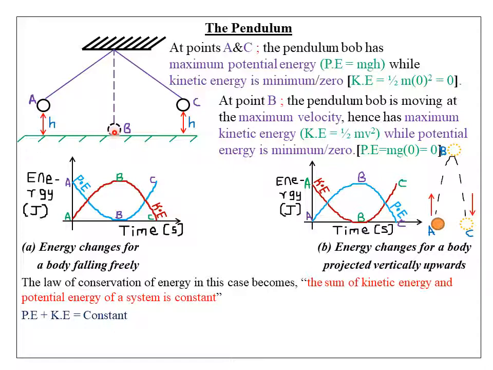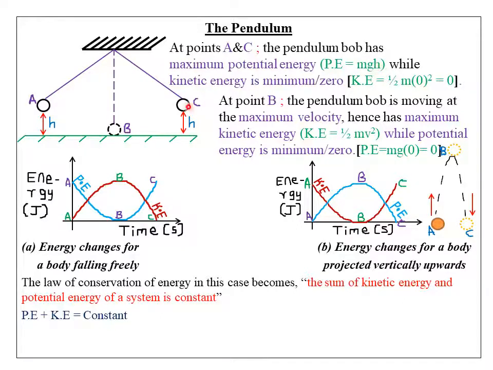So remember, when the height of the body from the ground is zero, that simply means the potential energy also becomes zero, because the potential energy becomes maximum when the height of the body from the ground is maximum, or when a body is raised at some maximum height from the ground level. So remember, potential energy is given by mass of the body times gravity times the height from the ground level.